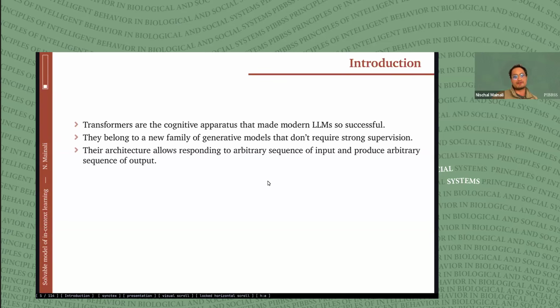In particular, for transformers, their architecture allows for responding to an arbitrary sequence of input and producing an arbitrary sequence of output, which is in stark contrast to the classical input-output relationship that you see in vision models or something like that. And of course, this is the reason it naturally fits into the language modality, which is basically a sequential object.